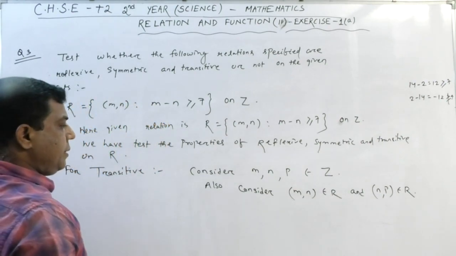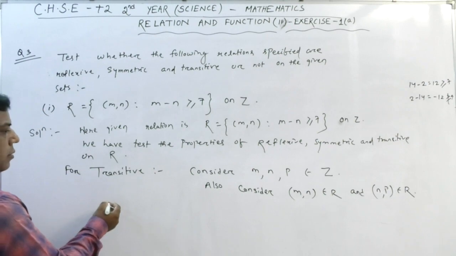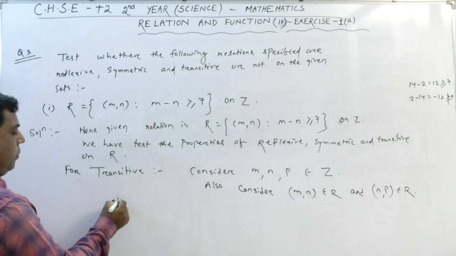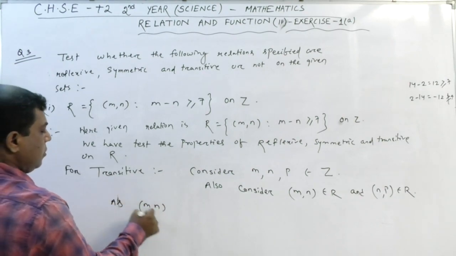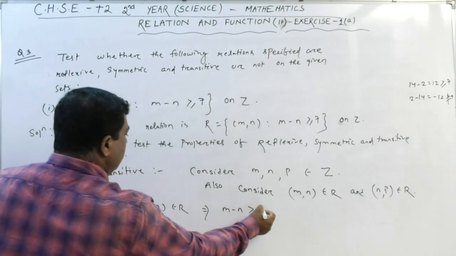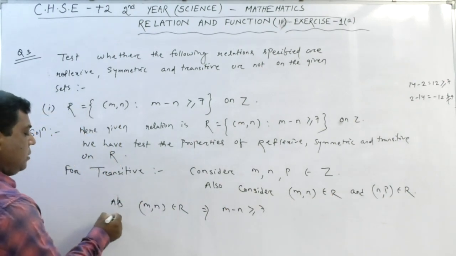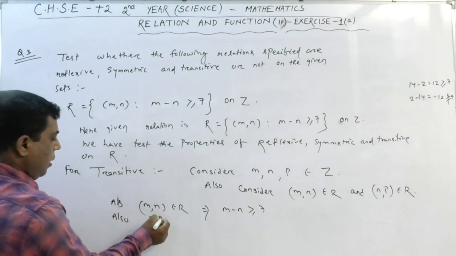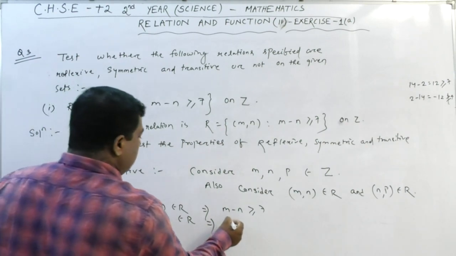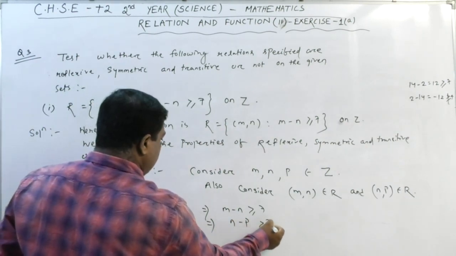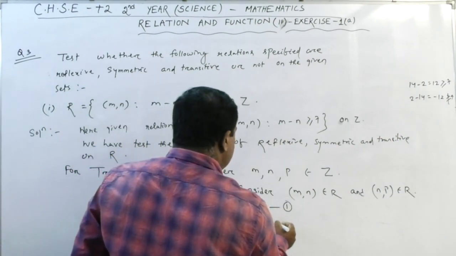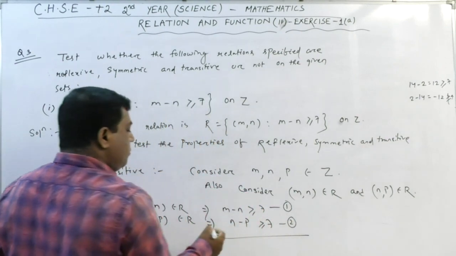So, next, (m, n) belonging to R, what does it mean? That implies m minus n is greater than or equal to 7. Also (n, p) belonging to R means n minus p is greater than or equal to 7. Let this be 1, and let this be 2.